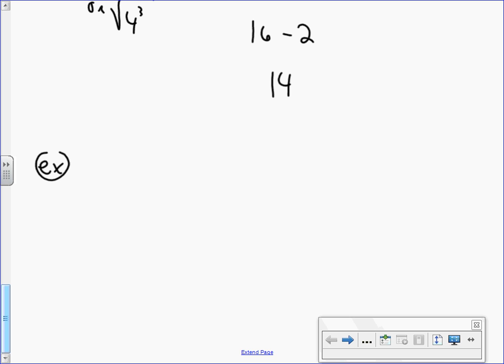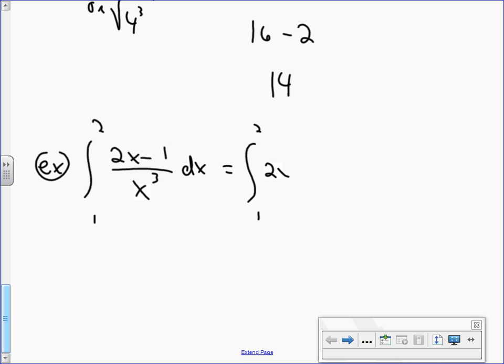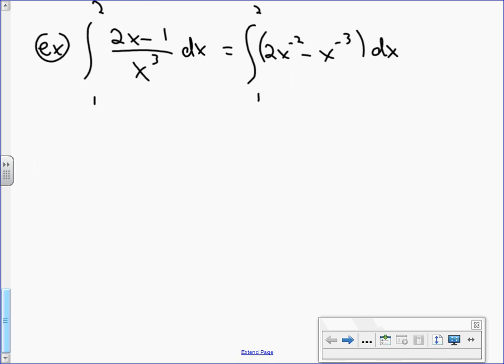I'm going to give you several examples that look similar to your homework, or to some of your homework. Remember that you want to look at the function first. We don't have any rules for taking antiderivatives of quotients. So you need to look and see if you can rewrite that quotient, and you can. That'll be 2x to the -2 minus x to the -3. And then take your antiderivative.